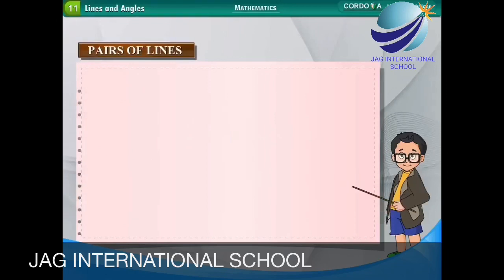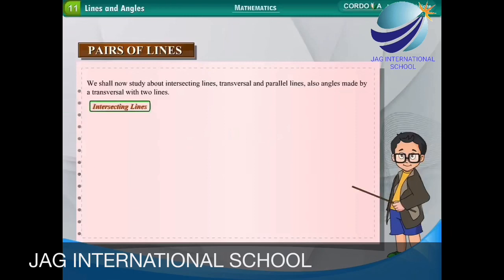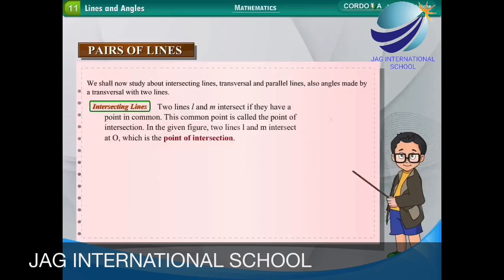Pairs of lines. We shall now study about intersecting lines, transversal and parallel lines, also angles made by a transversal with two lines. Intersecting lines. Two lines, L and M, intersect if they have a point in common. This common point is called the point of intersection. In the given figure, two lines, L and M, intersect at O, which is the point of intersection.